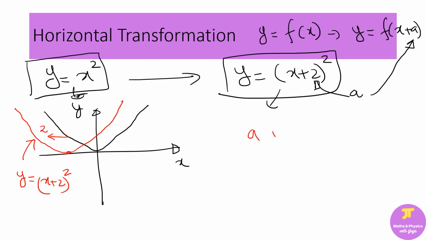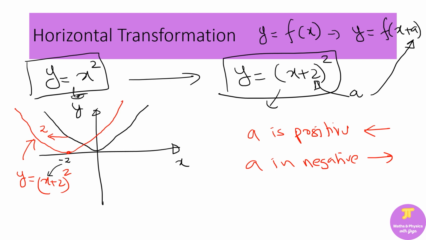If a is positive, it will shift to the left. If a is negative, it will shift to the right. So let's look at the reason why this x + 2 shifted to the left. If you look at this coordinate, this is going to be minus 2. If you substitute x with minus 2, this becomes 0. So the same effect you achieve at this point can be achieved here because of this minus 2, because this whole thing inside becomes 0. So everything will shift 2 units to the left. That is called horizontal transformation.